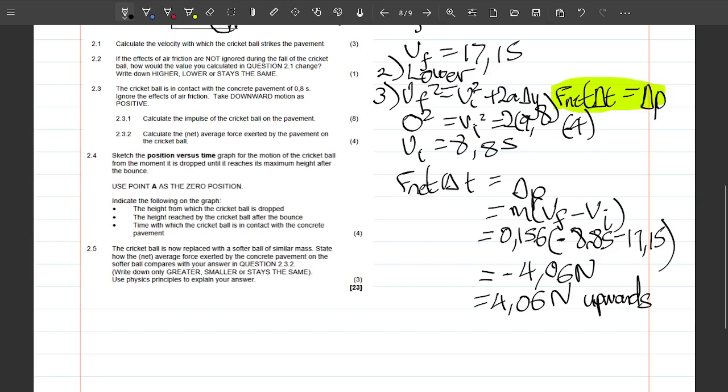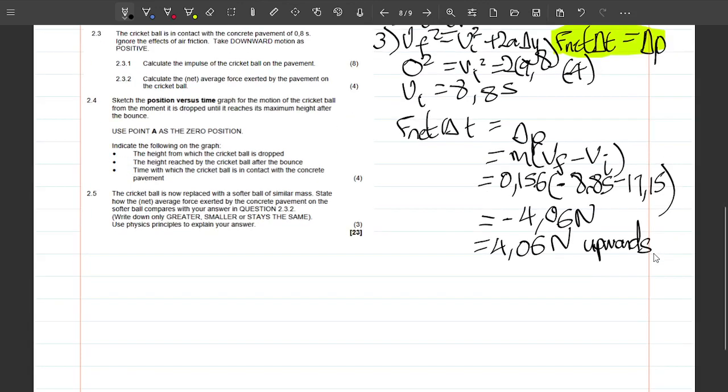Okay, I think I've skipped the question. Oh yes, calculate the net average force exerted by the pavement on the cricket ball. So what is the net? Well, the net force. So I'll just put a dot for that. The net force very much denotes back to my impulse. I'm essentially just calculating the F net.